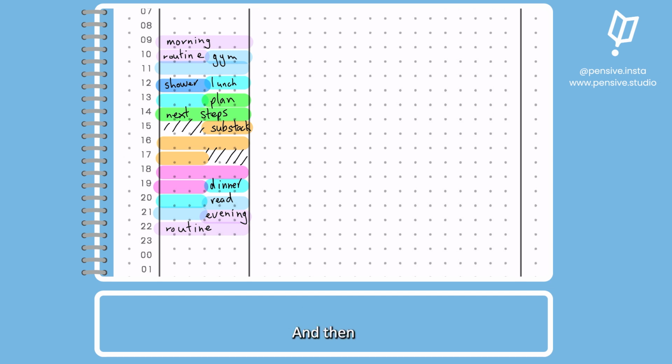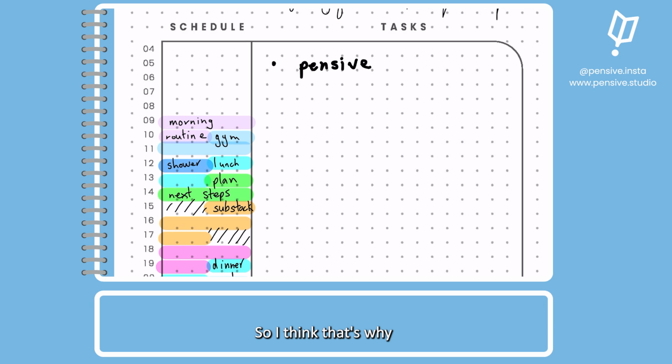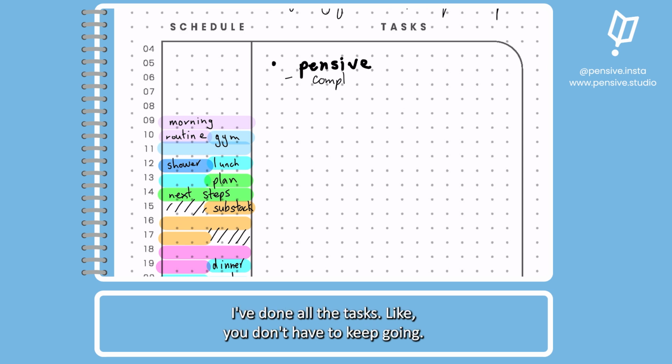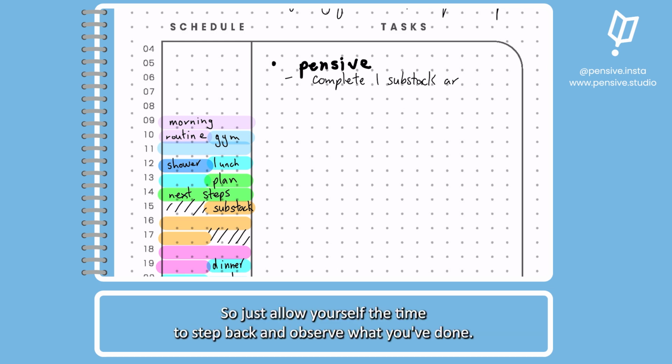And then the next thing I did was write out my list of tasks. Right now I've not got much going on, surprisingly. I think recently I've just been blasting through all my tasks. So I think that's why I've allowed myself the space to be more mindful, because I've done the productive stuff. I've done all the tasks. You don't have to keep going. You don't have to keep adding tasks for the sake of adding tasks to feel like you're achieving something. So just allow yourself the time to step back and observe what you've done.